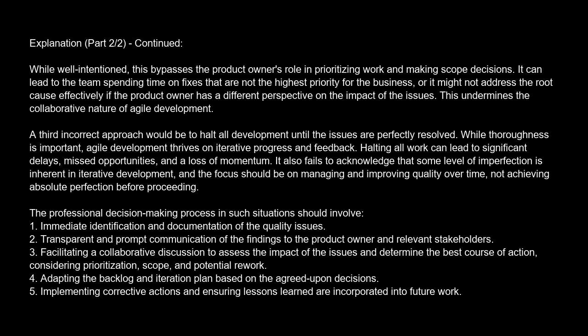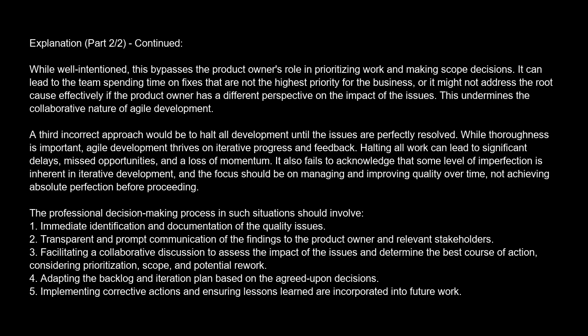A third incorrect approach would be to halt all development until the issues are perfectly resolved. While thoroughness is important, Agile development thrives on iterative progress and feedback. Halting all work can lead to significant delays, missed opportunities, and a loss of momentum. It also fails to acknowledge that some level of imperfection is inherent in iterative development, and the focus should be on managing and improving quality over time, not achieving absolute perfection before proceeding.